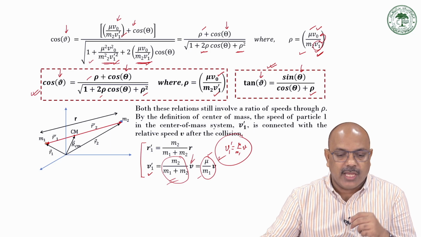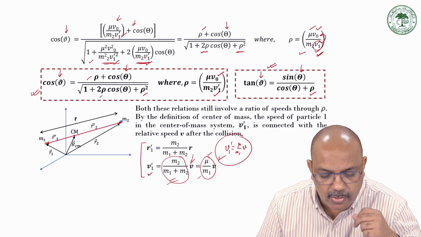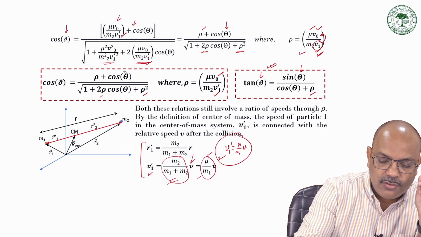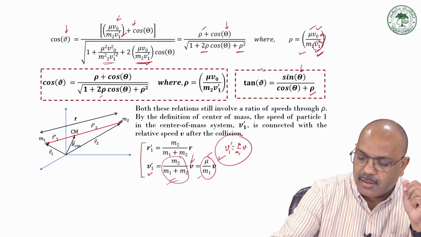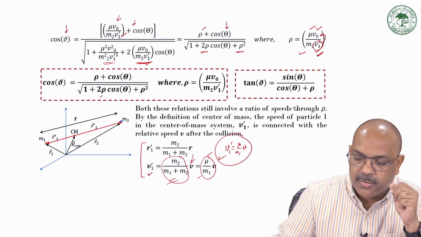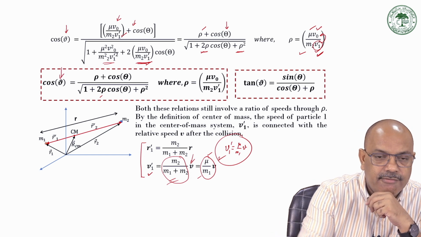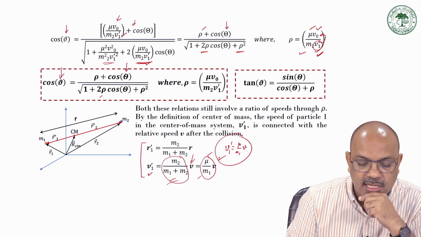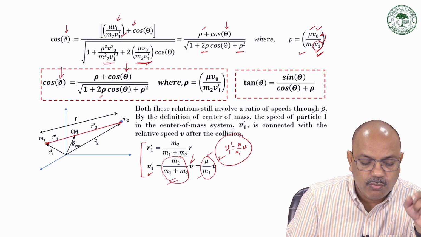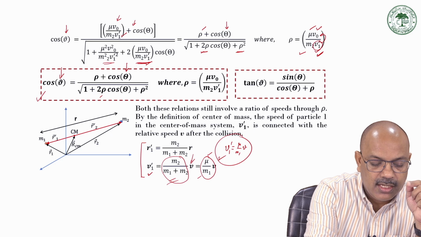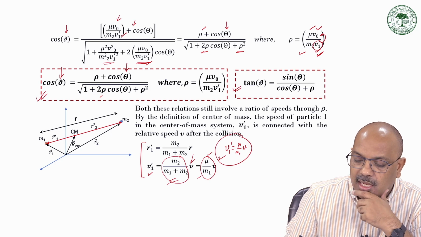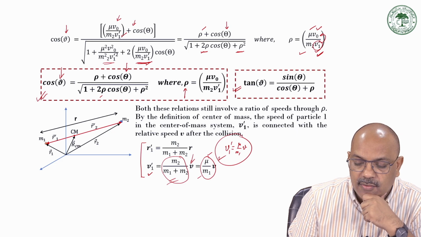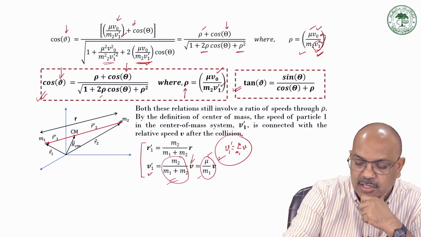So this is what we had. We had come across two relationships between the lab frame scattering angle and the center of mass scattering angle. So we have two relations. One is in terms of the cos theta, and this is in terms of the tan theta, and this is another quantity which is related to this rho, and which depends upon this v0 and v1 prime.